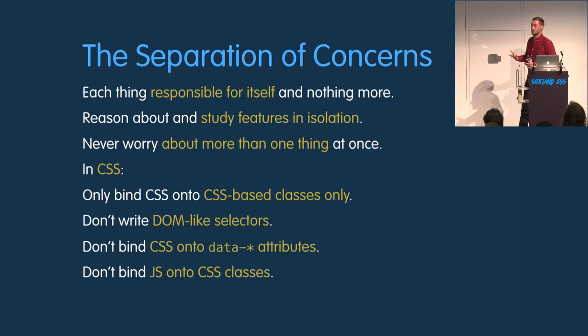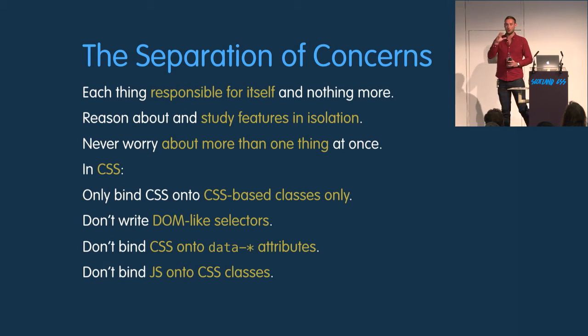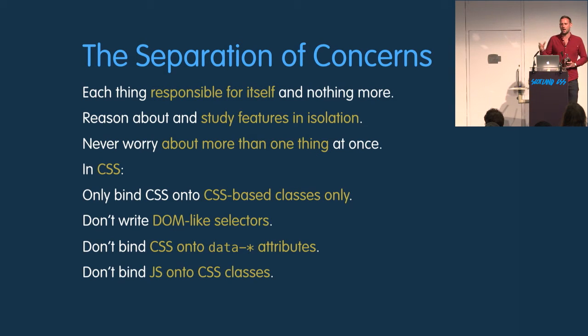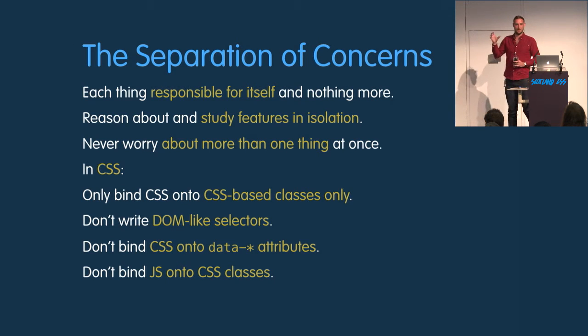We can study these features now in complete isolation. We can make changes much more safely. So the word safe pops up a lot in this talk. We can change things very safely because we know that we only need to worry about the one thing we're looking at right now. If you've ever modified a bit of CSS and also simultaneously been worried about how that will affect your JavaScript, that's because the concerns haven't been separated very well.